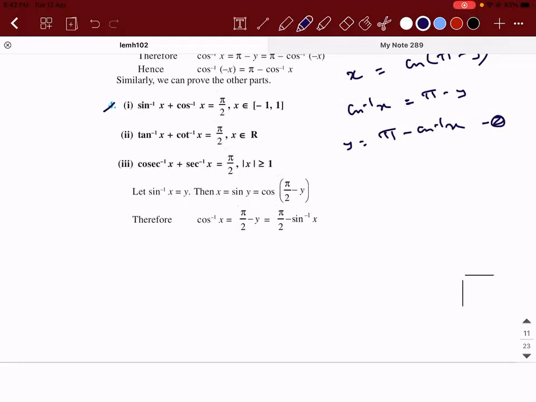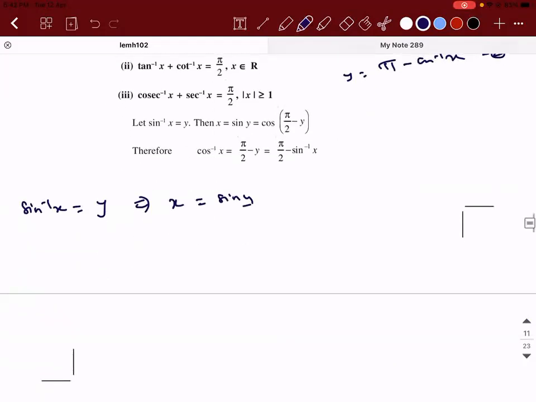Sin inverse x plus cos inverse x is equal to pi by 2, for all values of x that belong to -1 to 1. So let's try to prove it. If I take sin inverse x is equal to y, then this implies x is equal to sin y, right? How can I write sin in terms of cos? Sin and cos are complementary of each other. So I can write it as cos of pi by 2 minus y. Now what should I consider on both the sides? Cos inverse x is equal to pi by 2 minus y.